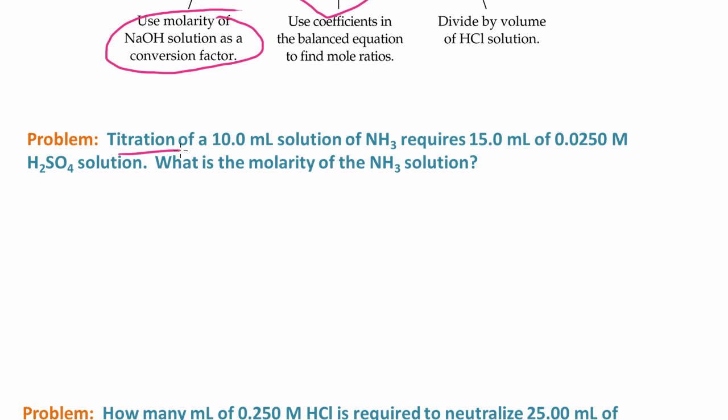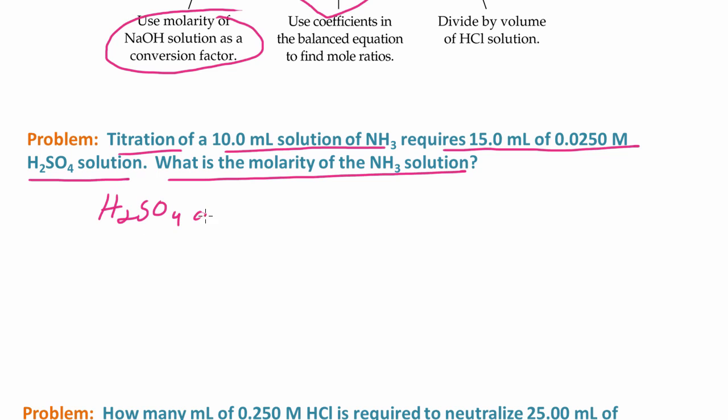Here I'm told that titration of a 10 milliliter solution of ammonia requires 15 milliliters of 0.025 molar sulfuric acid solution. What is the molarity of the ammonia solution? Well, the first thing that I want to do is write my equation for this. So I have sulfuric acid plus I have ammonia, and that's going to give me ammonium sulfate.